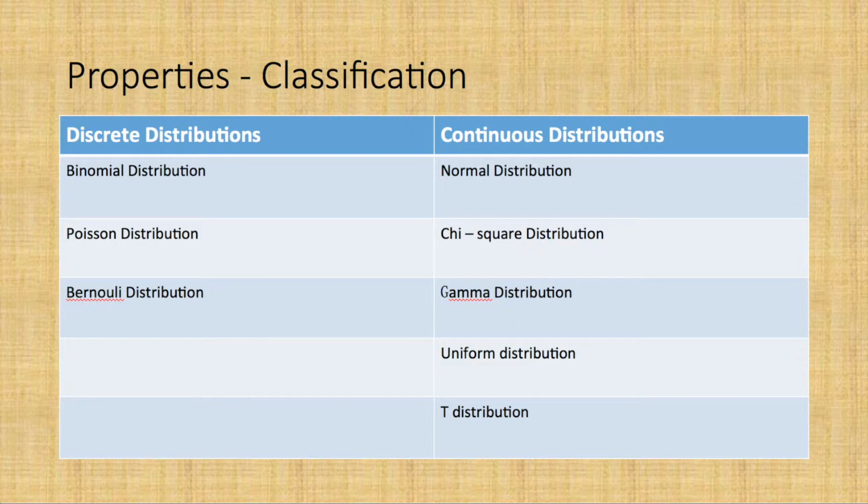Some useful discrete distributions are binomial distributions, Poisson distributions, and Bernoulli distributions. Some useful continuous distributions are normal distributions, chi-square distributions, gamma distributions, uniform distributions, and t-distributions.